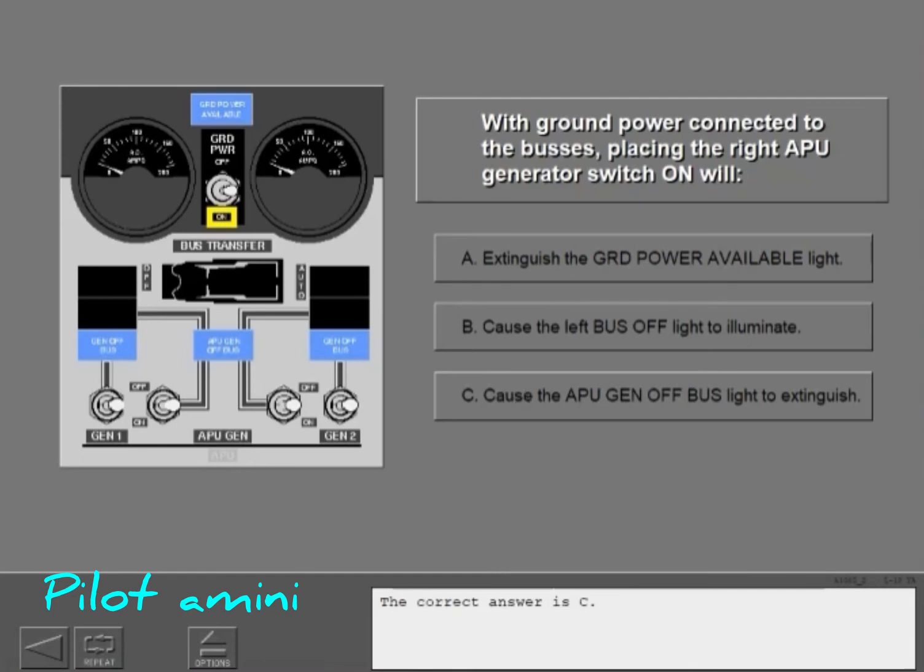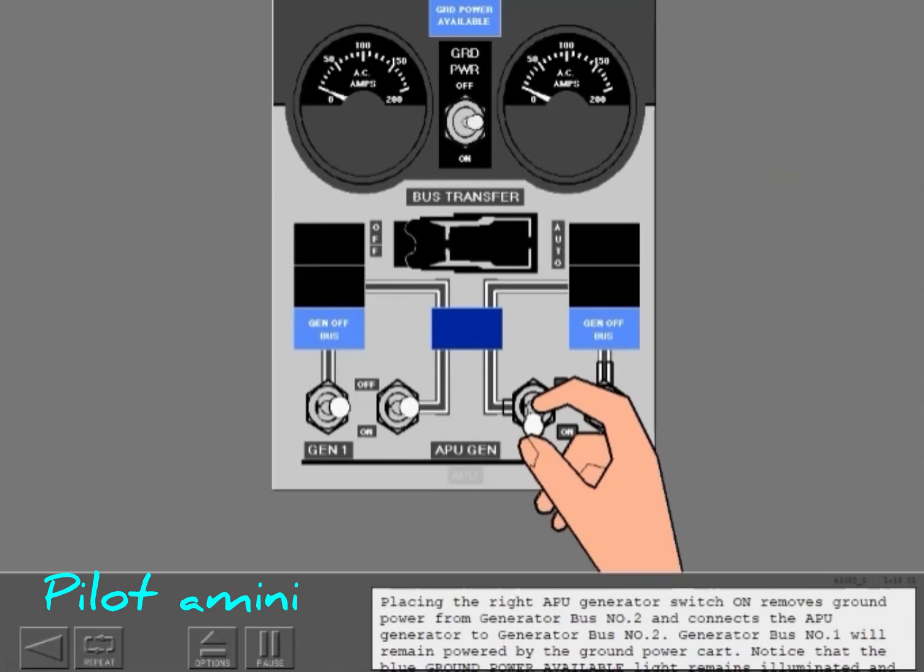The correct answer is C. Placing the right APU generator switch on removes ground power from generator bus number 2 and connects the APU generator to generator bus number 2. Generator bus number 1 will remain powered by the ground power cart. Notice that the blue ground power available light remains illuminated and the blue APU generator off bus light extinguishes.